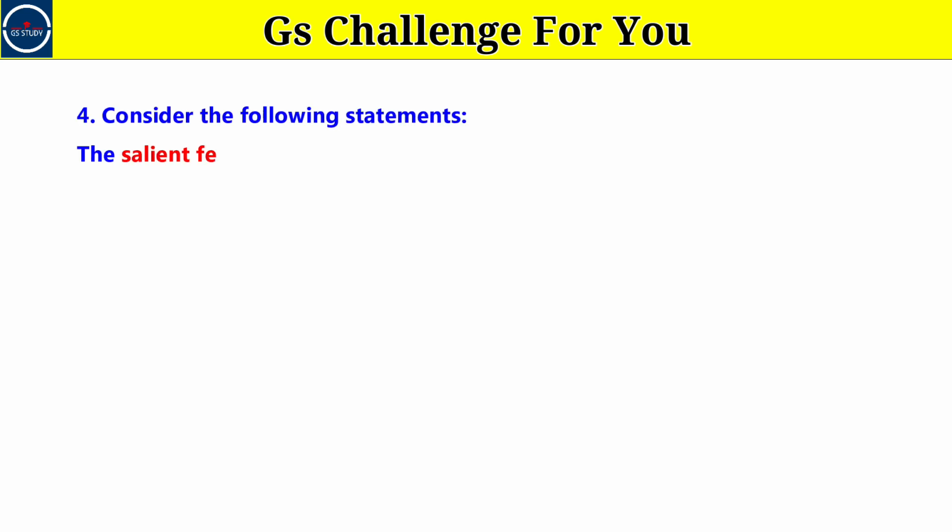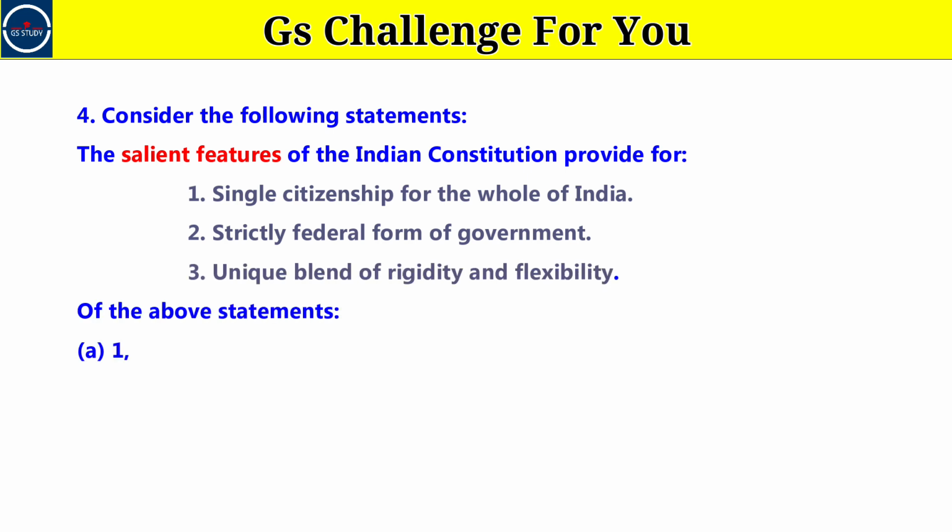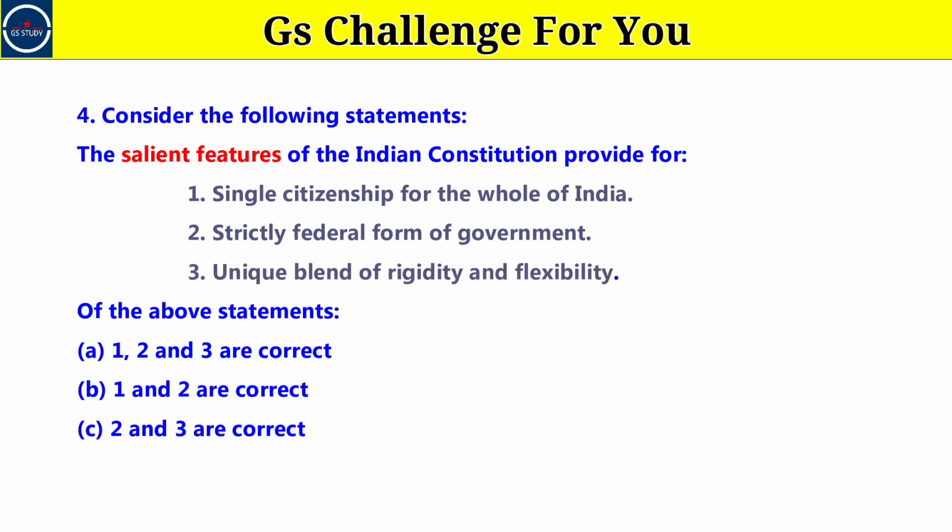4. Consider the following statements. The salient features of the Indian Constitution provide for 1. Single citizenship for the whole of India. 2. Strictly federal form of government. 3. Unique blend of rigidity and flexibility. Of the above statements, A. 1, 2 and 3 are correct.